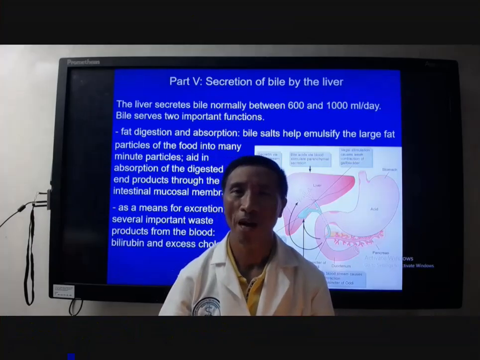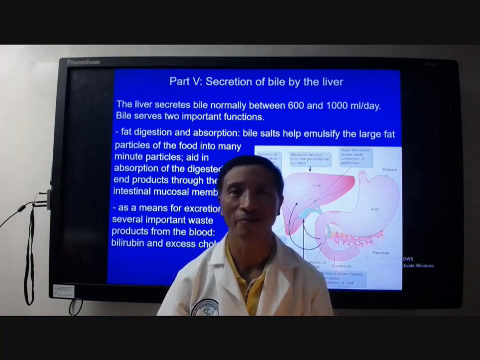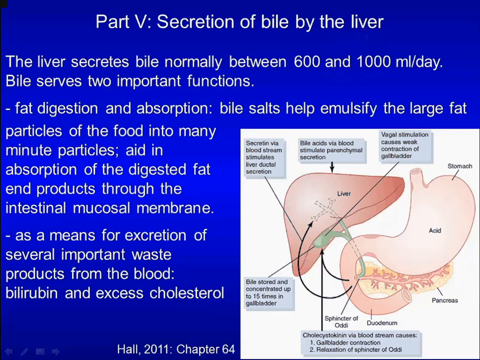Now, let's move to part 5. We will look at secretion of bile by the liver. The liver secretes bile normally between 600 to 800 milliliters per day. Bile serves 2 important functions. As we have covered in biochemistry, bile is essential for fat digestion and absorption. Bile is a means to remove several waste products, especially bilirubin and excess cholesterol.